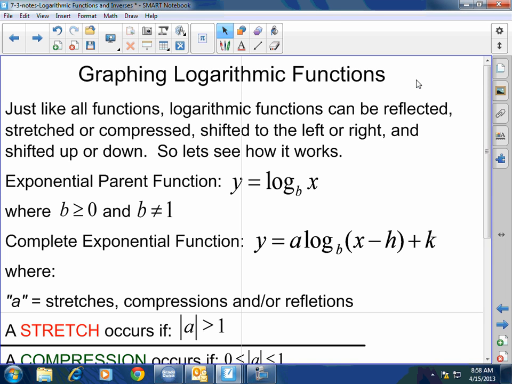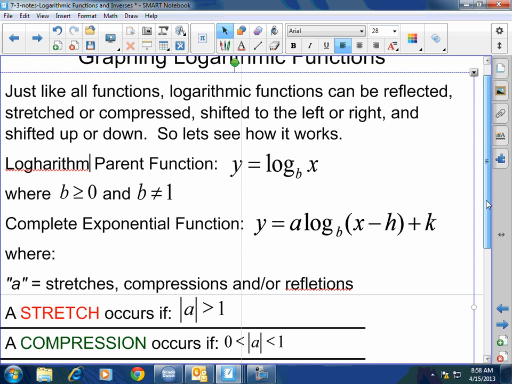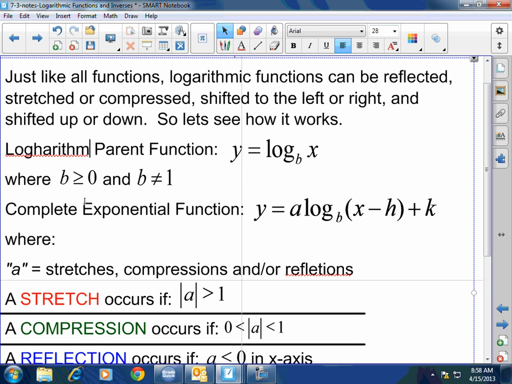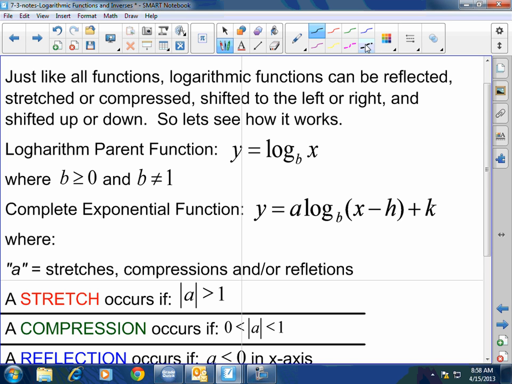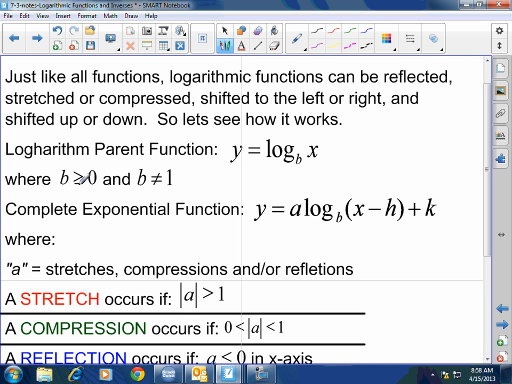I don't know why I put exponential here. Scratch those out on your papers. The logarithm parent function is y equals log base b of x, where b is greater than 0 and b is not equal to 1.